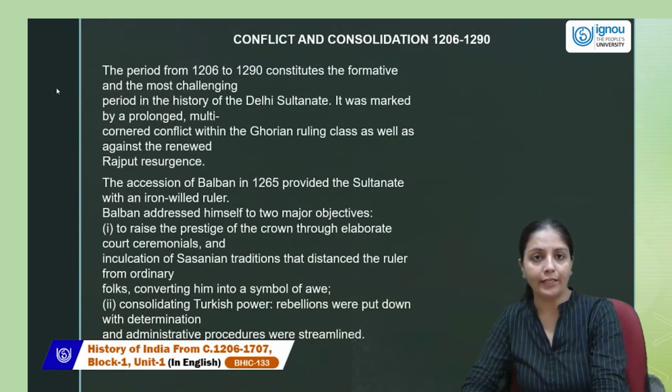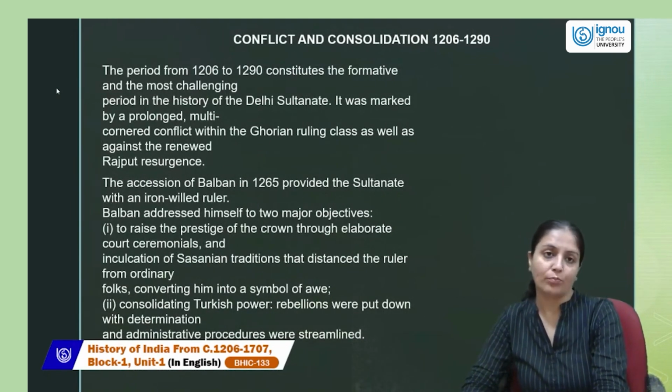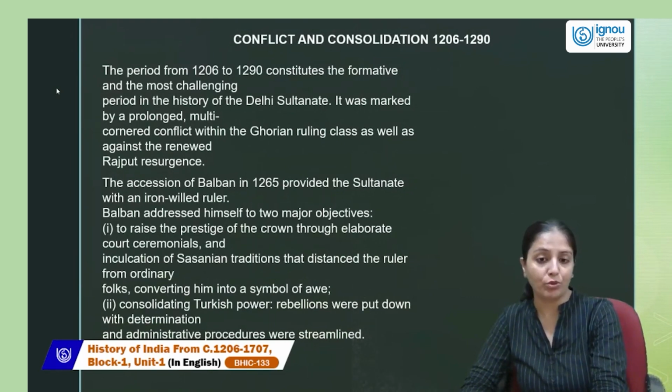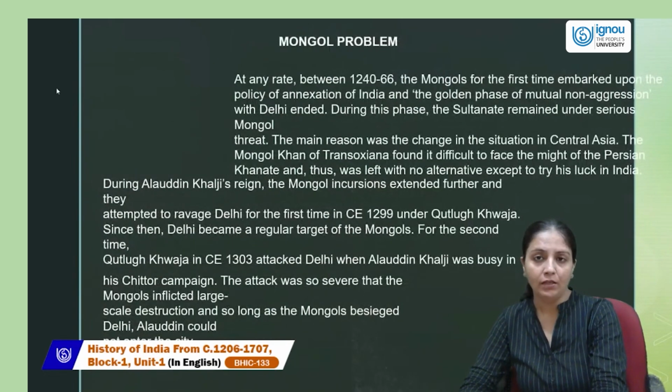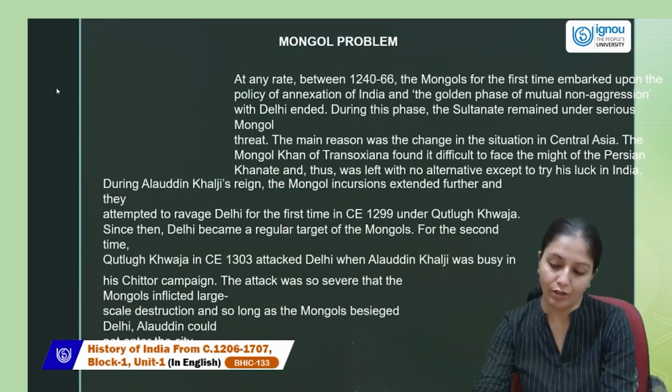1206 to 1290. What were the changes between these periods? How Turks came to India, how Afghans came to India, and the interesting things which they were doing in India, how they expanded their empire, how they solved the Mongol problem, because the Mongol problem was a big problem at that time. Indians were also very much unsure about what the Mongols would do if they entered India at that time.